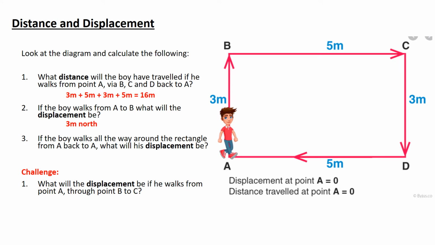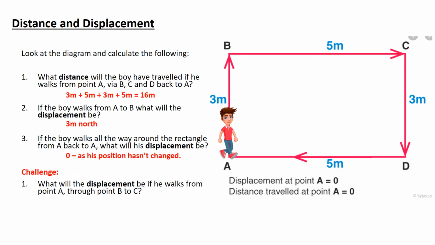If the boy walks all the way around the rectangle from A back to A, what would his displacement be? 0, because his position hasn't changed. The distance he's travelled is 16 metres, but his displacement is not any different to where he was originally.